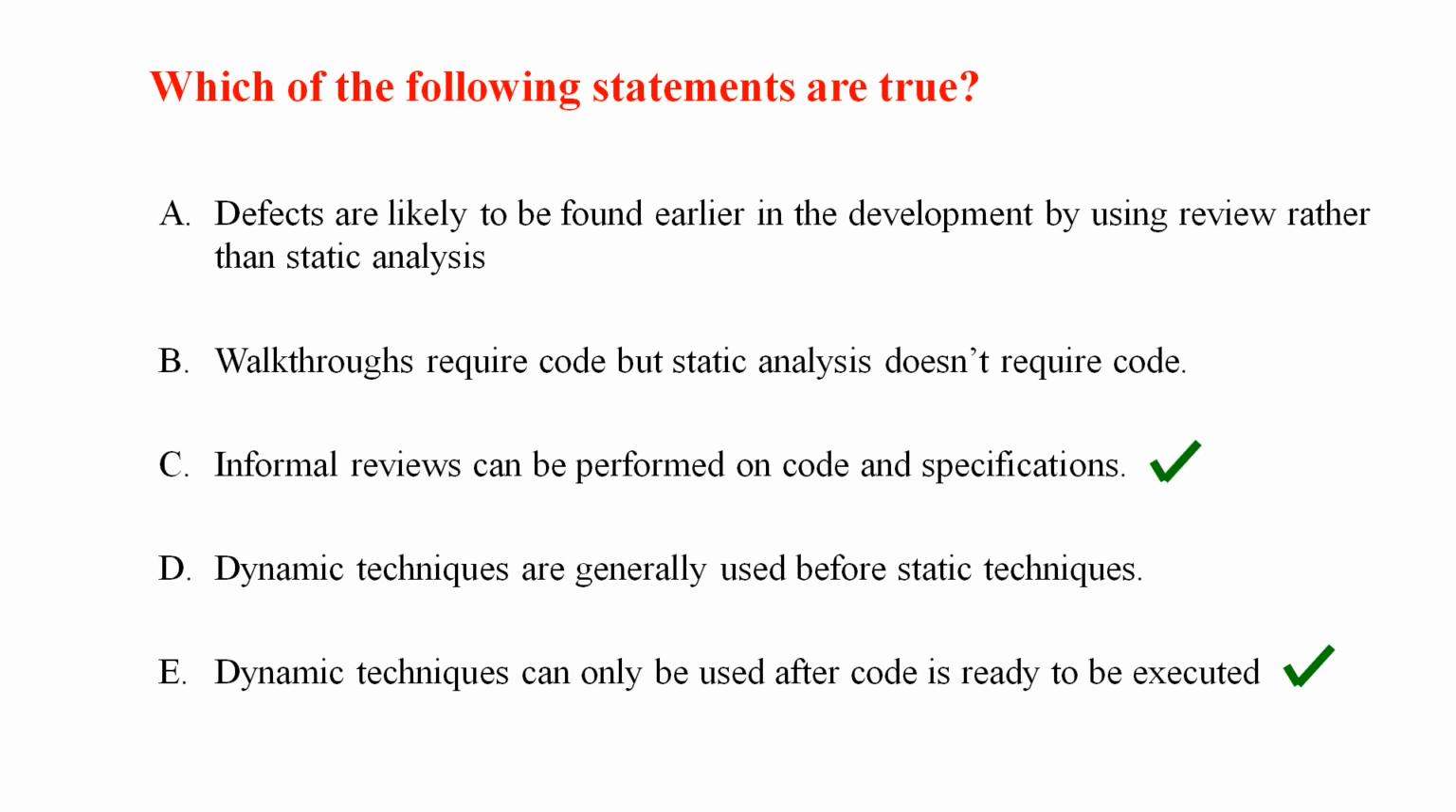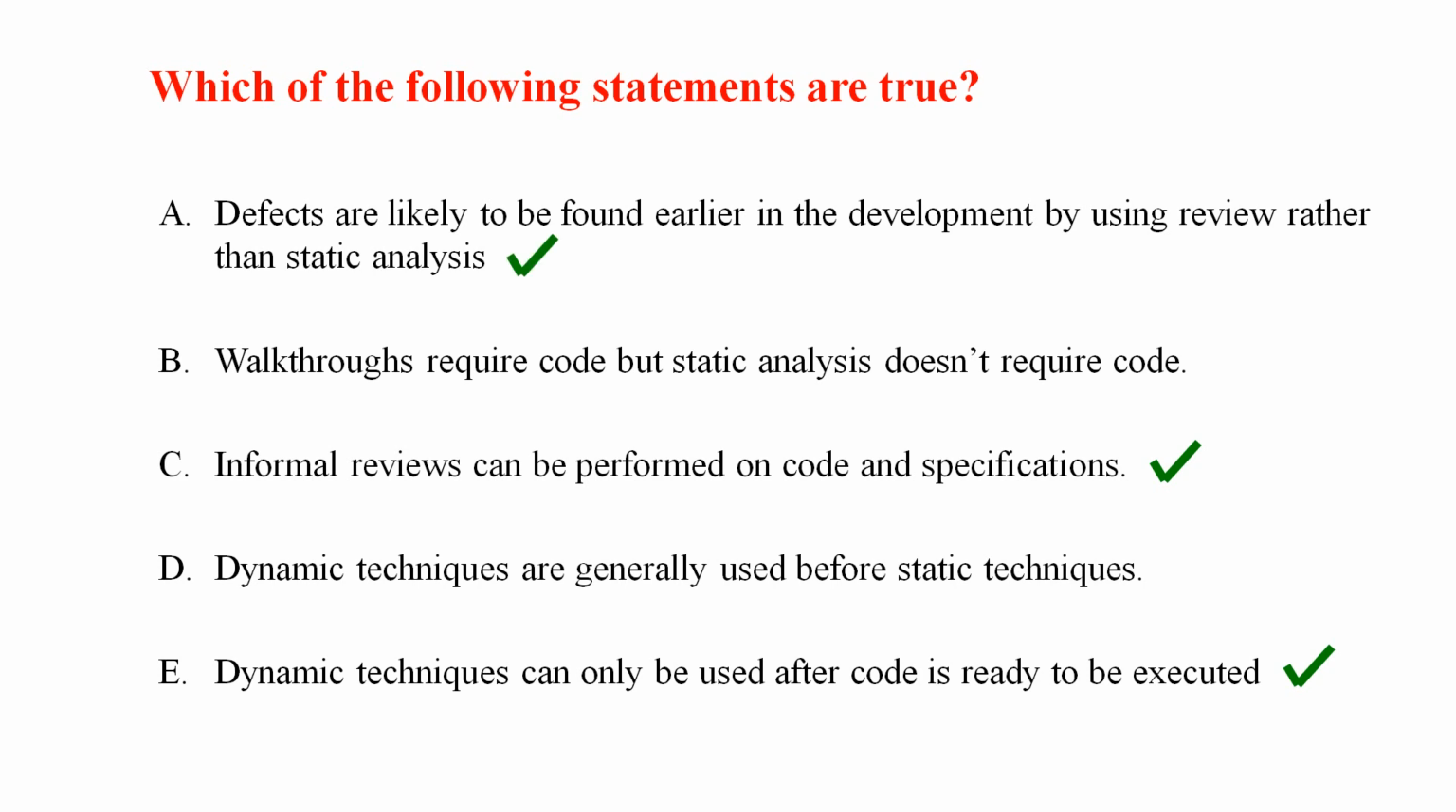Next, option C. Informal reviews can be performed on the code and specifications. Yes, because reviews, either formal or informal, can be performed on code. That is why it is called code reviews. And these reviews can be performed on the specifications of the document. Then it's called document review. So either formal or informal, both can be implemented on the code and the specifications.